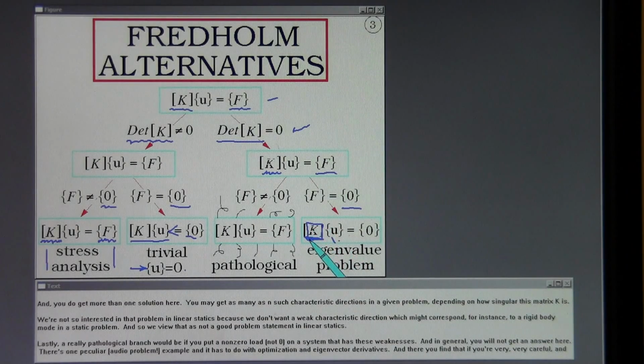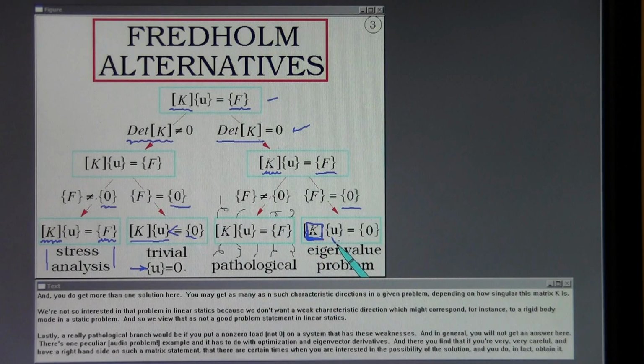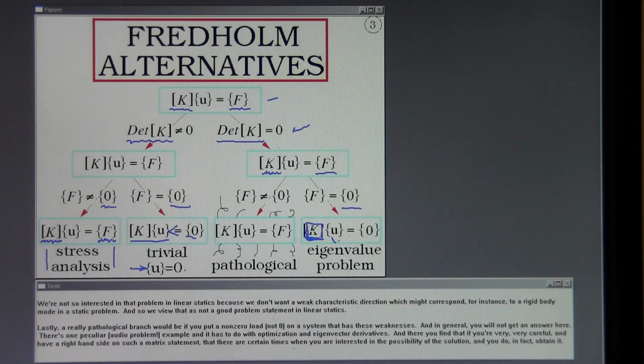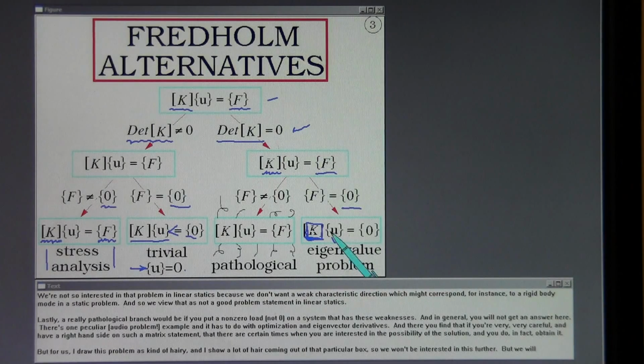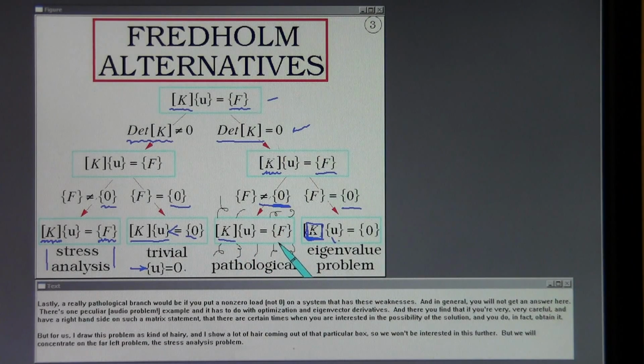K is. We're not so interested in that problem in linear statics because we don't want a weak characteristic direction, which might correspond, for instance, to a rigid body mode in a static problem. And so we view that as not a good problem statement in linear statics. Lastly, a really pathological branch would be if you put a non-zero load, not 0, on a system that has these weaknesses. And in general, you will not get an answer here.